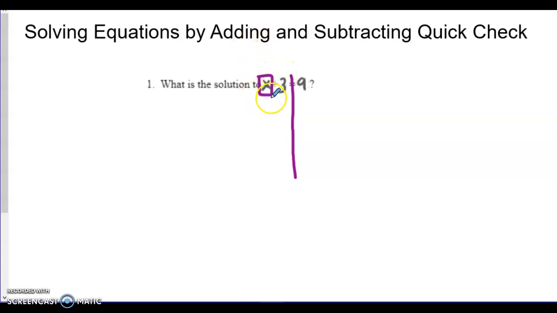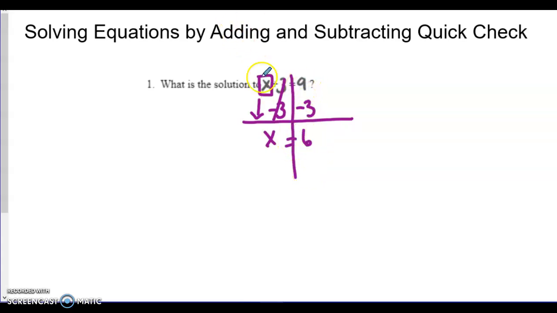So I ask myself, what's on the same side as x that I need to get rid of? And in this case, there's a positive 3. I need to get rid of positive 3 by doing the opposite. The opposite of adding 3 is subtracting 3. But whatever I do to one side, I need to make sure that I do to the other side in order to keep my equation balanced. So 3 minus 3 is 0. That cancels. I'm going to bring my x straight down. And 9 minus 3 is 6.